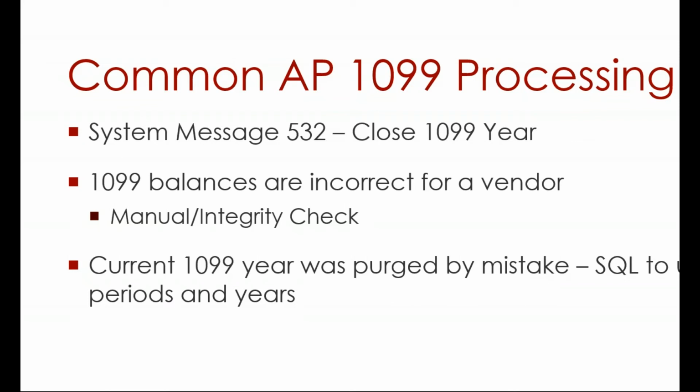If your 1099 balances are incorrect for a vendor, that's where you can use the initialize mode to correct them in the vendor maintenance screen. There's also the integrity check option to rebuild 1099 balances. Again, scenarios are different on when you would use each of those. If the current 1099 year happened to be purged too many times, or maybe it was purged too early by mistake, you can reach out to your partner or support for assistance with some SQL updates to reset the years back and rebuild the 1099 amounts for those years. So there are some ways around it. We have to go behind the scenes to take care of that, but there are some options available if you happen to run into that.